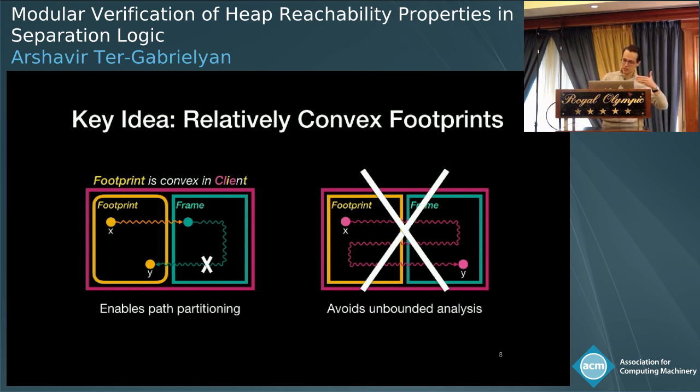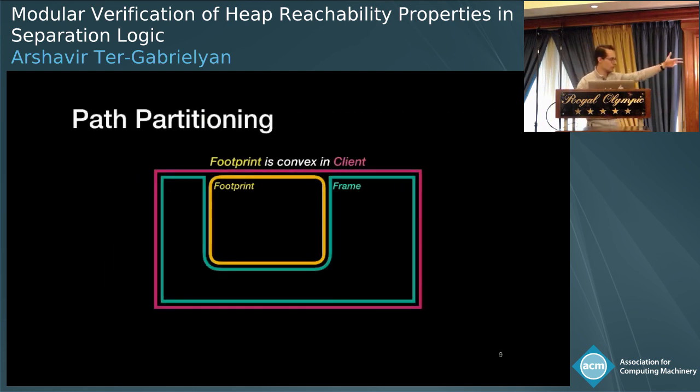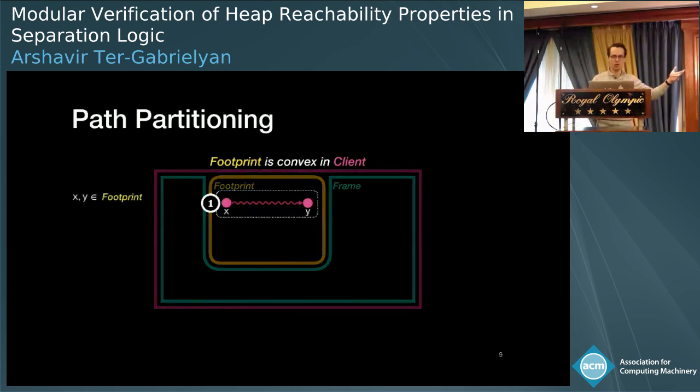So next, let's discuss how exactly it helps to solve the original problem that we've seen before. For that purpose, let's zoom in on this relatively convex footprint and return to the special case that caused trouble before. So here again, we assume that there exists a client local path from X to Y that starts and ends inside the footprint. And the point that we want to make is very simple. We would like to argue that this path cannot look like this. So it cannot first reach some nodes of the frame and then return back into the footprint, reaching a destination in Y.